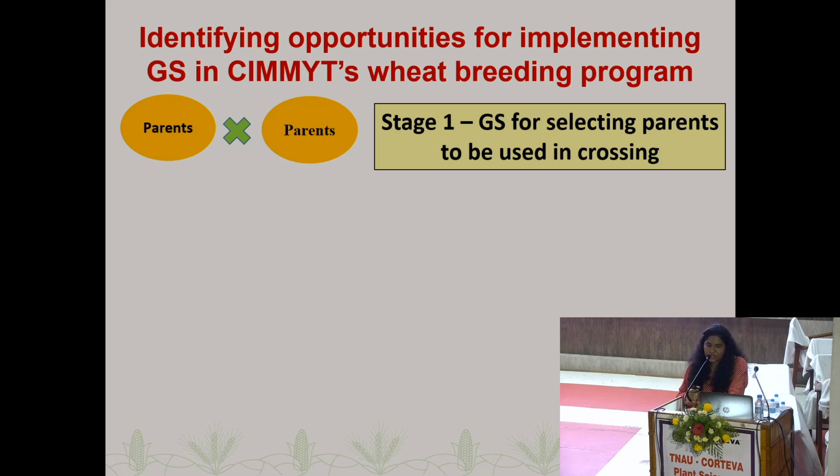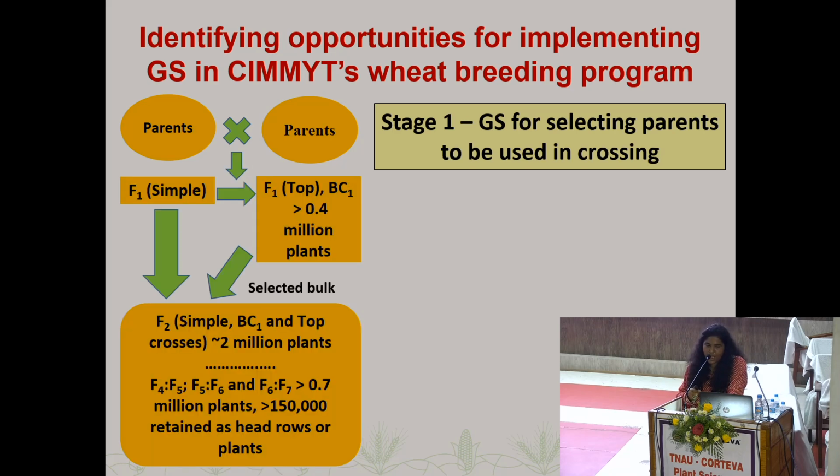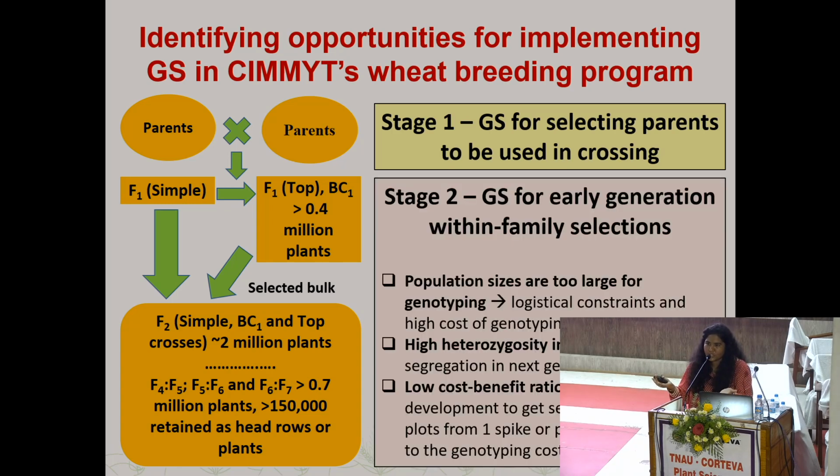And then the second stage for us at CIMMYT, the F1s or the early generations. As you can see here, there are about millions of plants in the F1s, and in the F2s again, there are millions of plants. So the problem here, GS will have a maximum benefit in these early generations because there you have large families and you can make within family selections. But the problem here is that these populations are too large for genotyping.